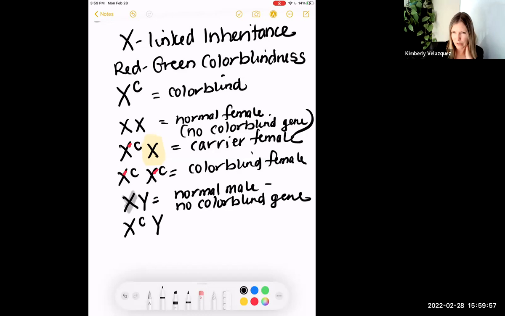This male has color blindness. Why? He has a bad copy of the gene on his X chromosome, and guess what? He does not have another X, so he doesn't have another opportunity to make a normal version of that protein. He only has the bad gene. He only has one X. And so this is going to be a colorblind male.